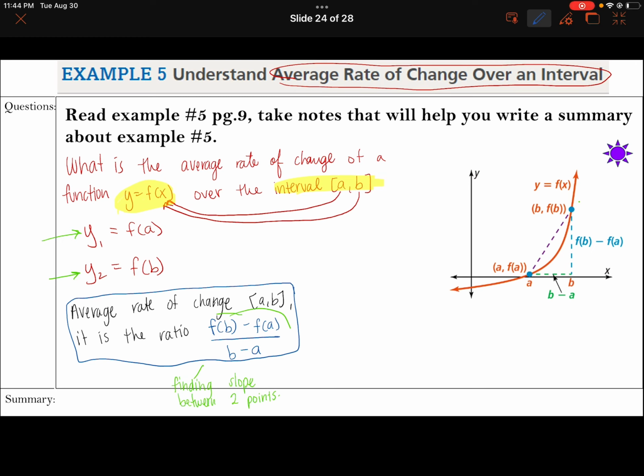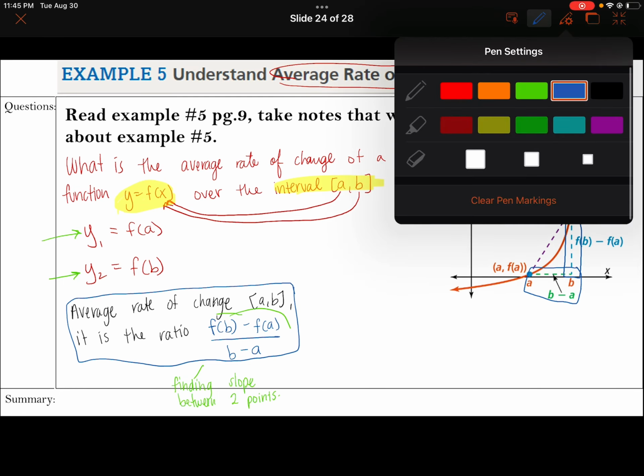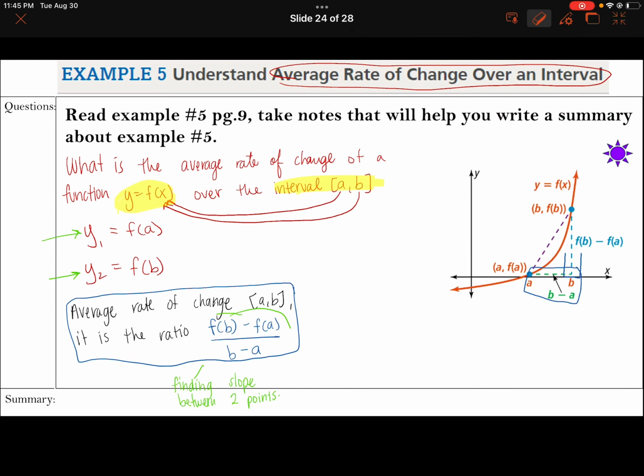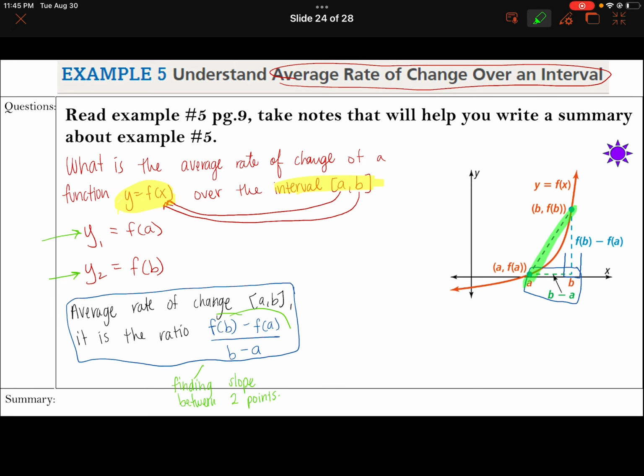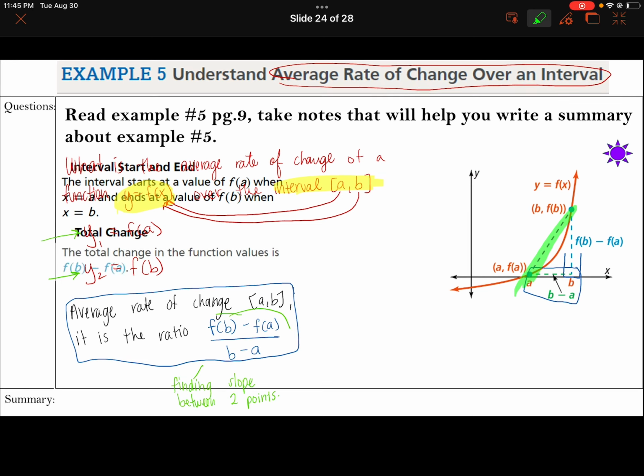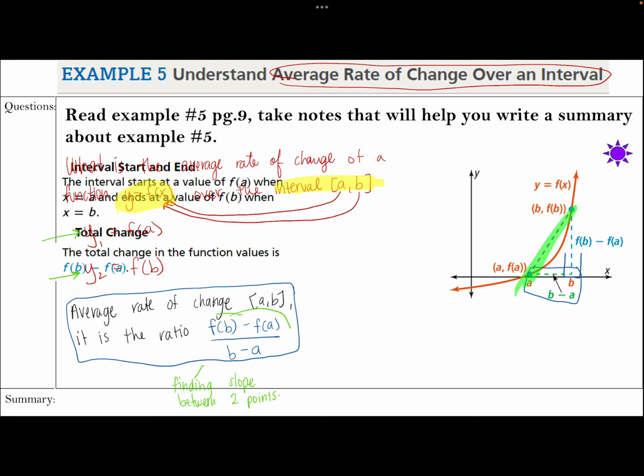So this is just an illustration. This is b minus a. This is f of b minus f of a. So the estimation for the average rate of change is this right here. That's it. Let's try an example. So I'm going to skip those.